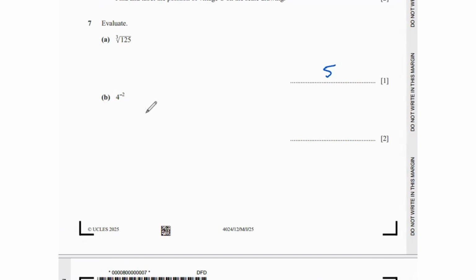Then evaluate 4 to the power of -2. Whenever we have a negative power, we need to first make the power positive. The power can be made positive by bringing it down in the denominator. So 4 to the power of -2 can be rewritten as 1 over 4 square. The moment I brought the 4 to the power of -2 in the denominator, the power became positive. Nothing happened to the base, only the sign of the power changed. So from negative, it became positive. 4 square is 4 times 4, which is 16. So 1 over 16 is your answer.